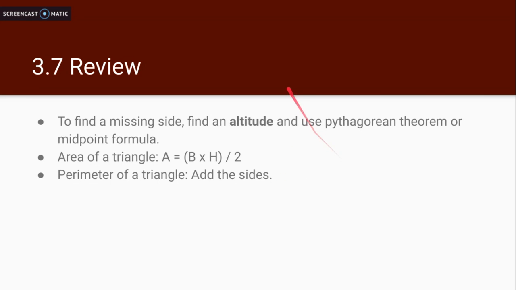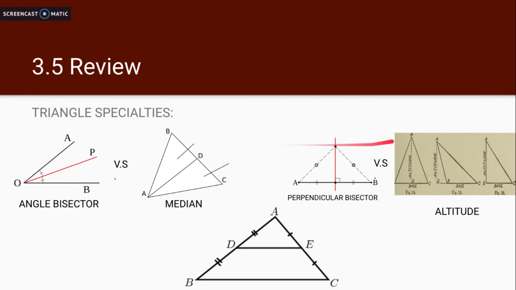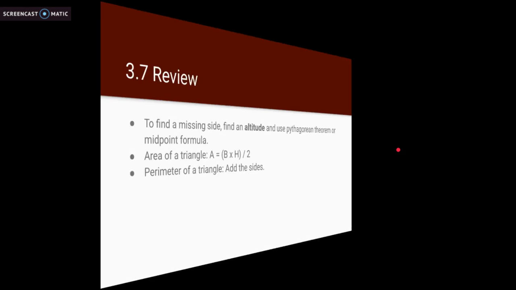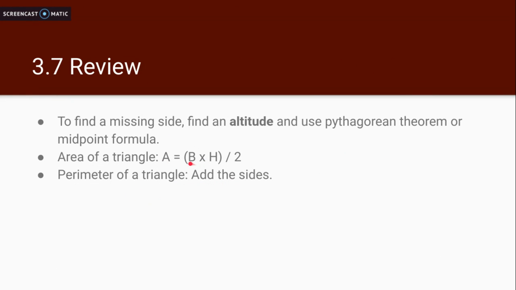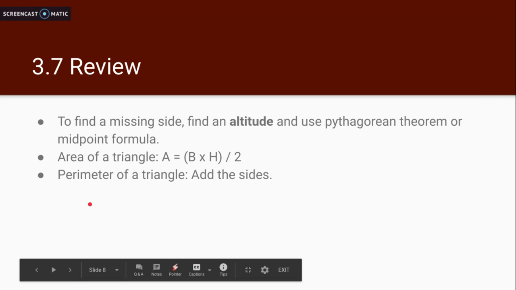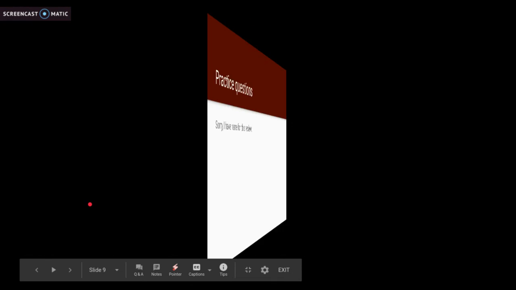And if you get a triangle that is like this one right here, and it's not as simple as that one, it's not a right triangle. If it's an acute triangle or if it's an obtuse triangle, you might have to draw in a line to find out what the height is. If you're trying to find the area, it's b times h, base times height, divided by 2. And the perimeter is just adding the sides.